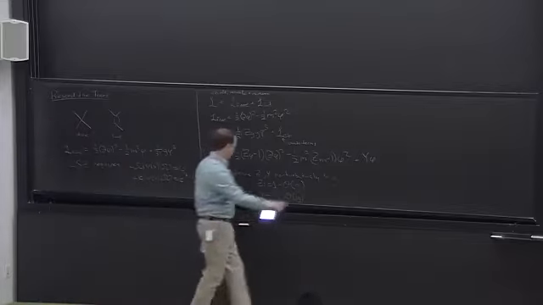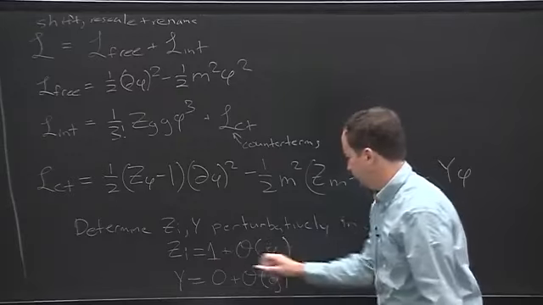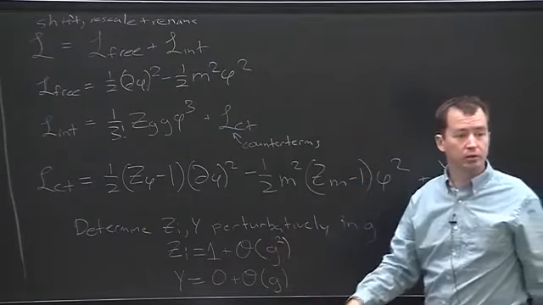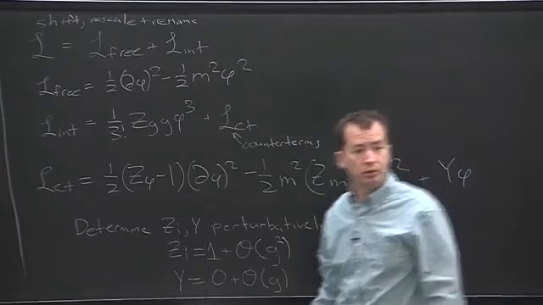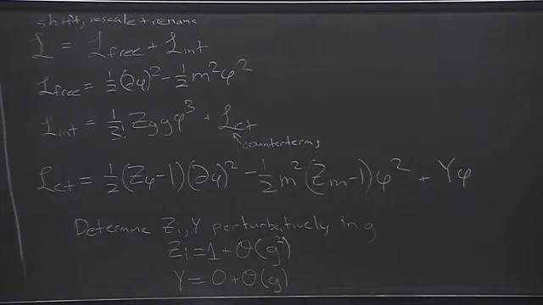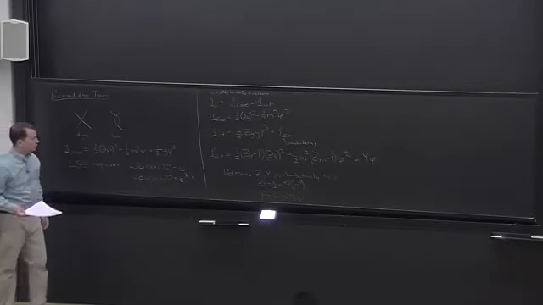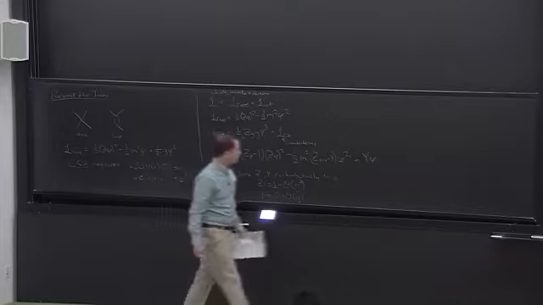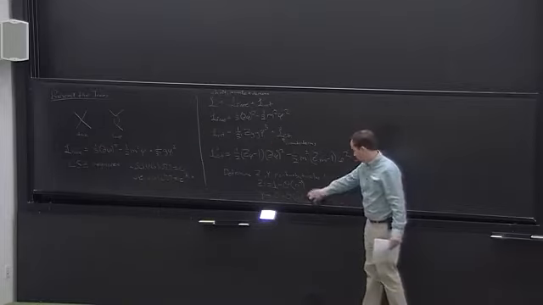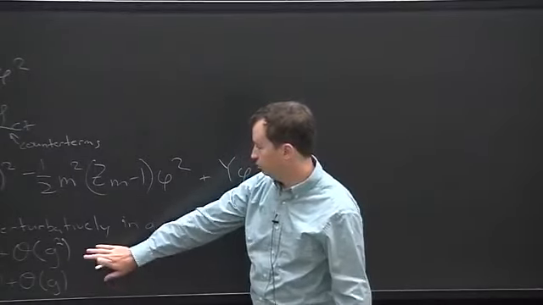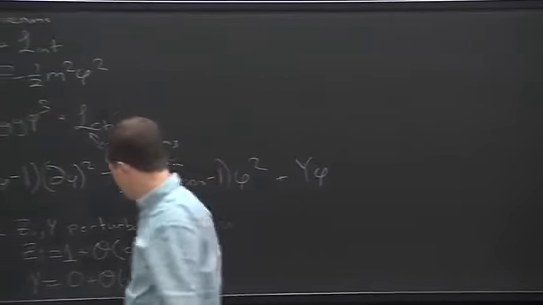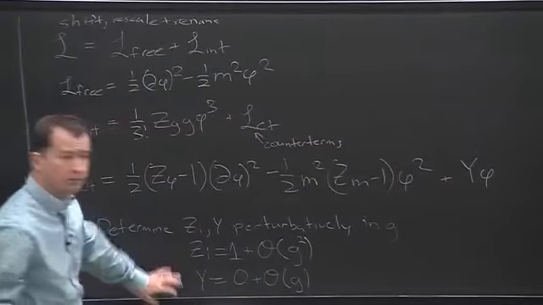And what we'll find, in fact, is that the order G contribution to Zi vanishes. So this is actually a G squared. Here's a linear contribution to this one. Okay. So that's where we're going. We're going to try to do this, and we'll get most of the way there. We'll get some expressions for some of these quantities.